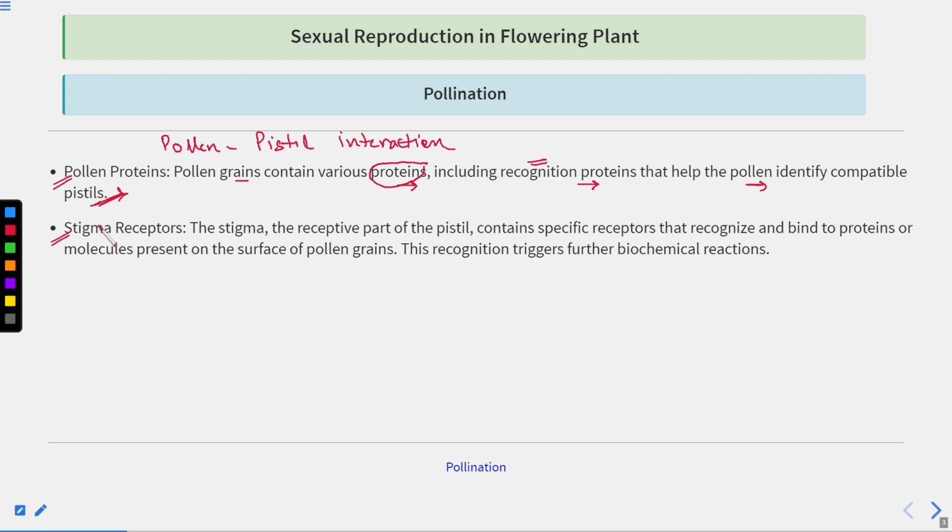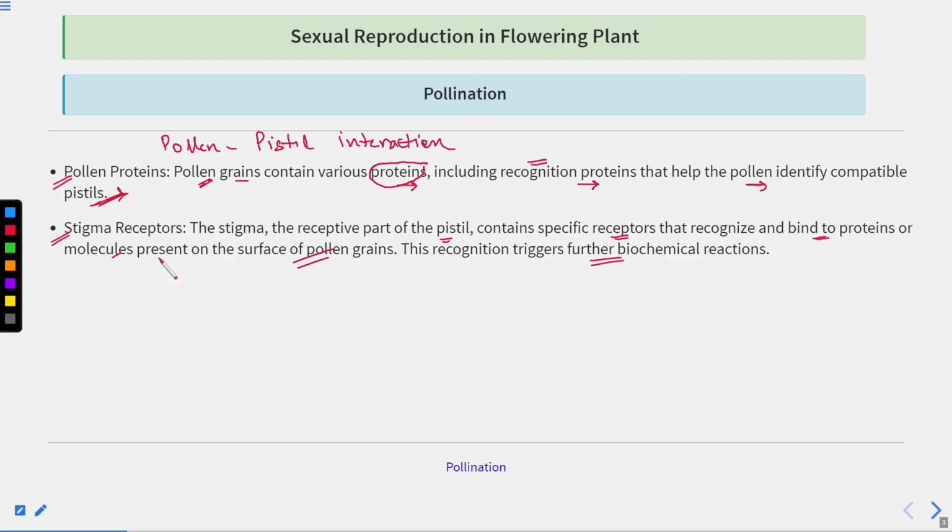Now let's talk about some of the receptors that are present in the stigma. Now the stigma, which is the receptive part of the pistil, contains specific receptors that recognize and bind to these pollen proteins, or molecules present on the surface of the pollen grains. Now this recognition triggers further biochemical reactions.